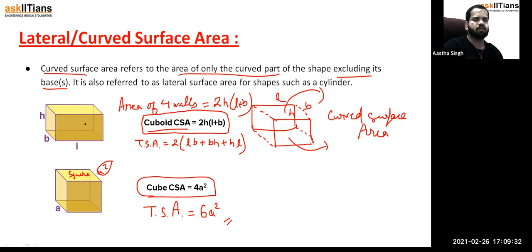Just add the three opposite faces and multiply by two, right? You will get the total surface area. And subtract the top and your base, the ceiling and your floor, and you will get the curved surface area.